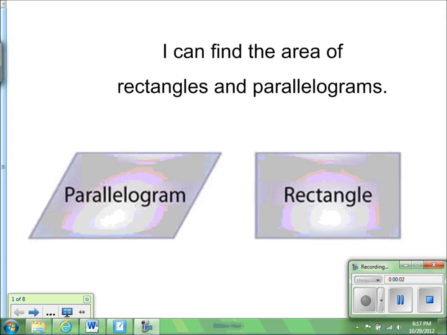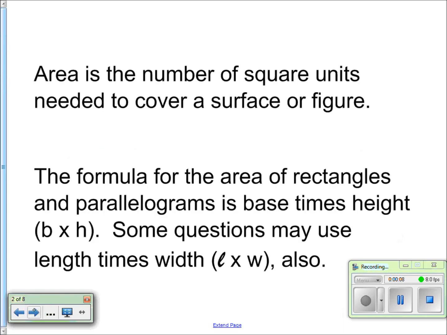Today's objective is I can find the area of rectangles and parallelograms. Area is the number of square units needed to cover a surface or figure. The formula for the area of rectangles and parallelograms is base times height. This is abbreviated B times H. Some questions may use length times width, abbreviated L times W.